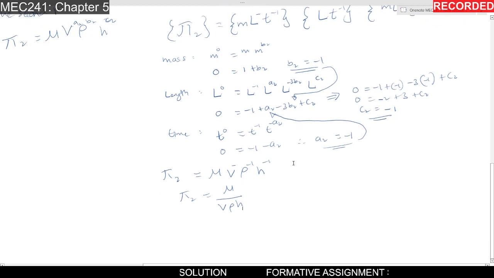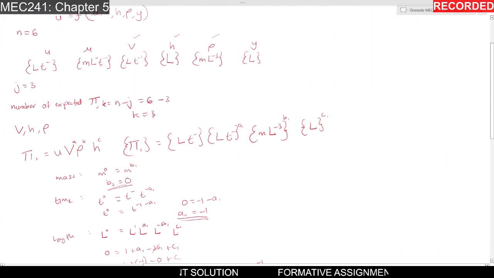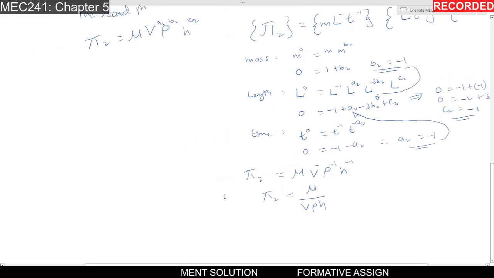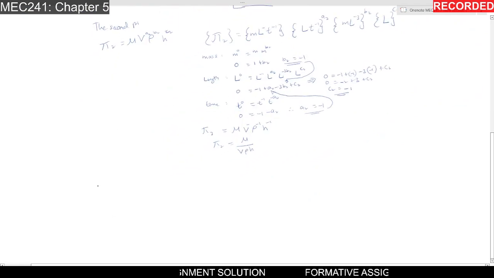We have to repeat this method until the pi 3. Why? Because we calculate here the number of expected pi is 3. 6 minus 3 is 3. Okay. So we repeat the same thing for the next pi. So we have pi 3.